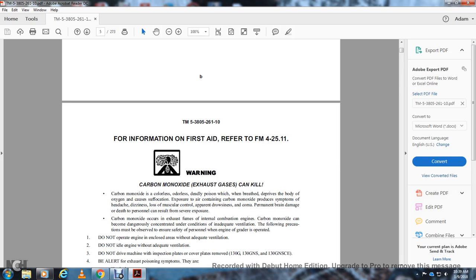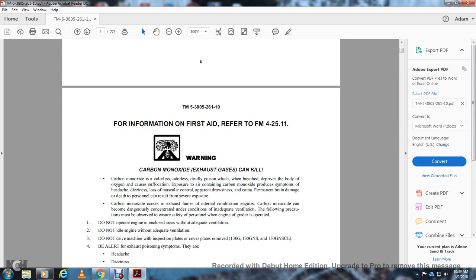For information on first aid, refer to FM 4-25.11. Warning: carbon monoxide exhaust gases can kill. Carbon monoxide is a colorless, odorless, deadly poison which, when breathed, deprives the body of oxygen and causes suffocation. Exposure to air containing carbon monoxide produces symptoms of headache, dizziness, loss of muscular control, apparent drowsiness, coma, permanent brain damage, or death. Carbon monoxide occurs in exhaust fumes of internal combustion engines and can be dangerously concentrated under conditions of inadequate ventilation.